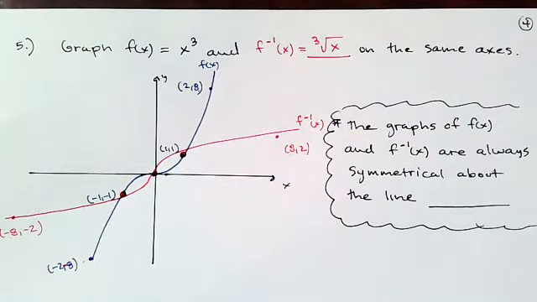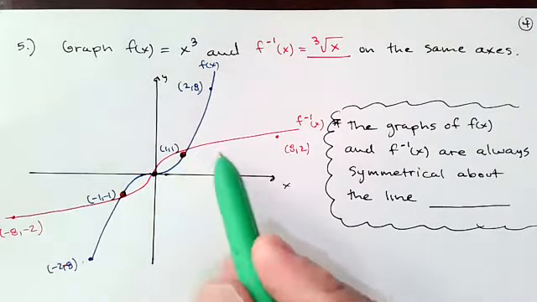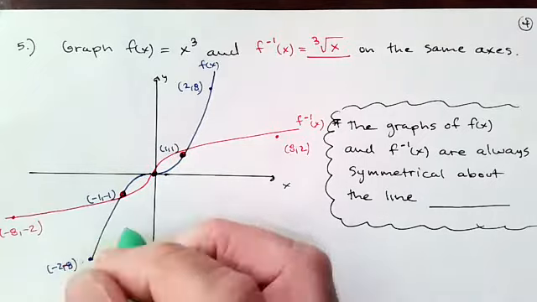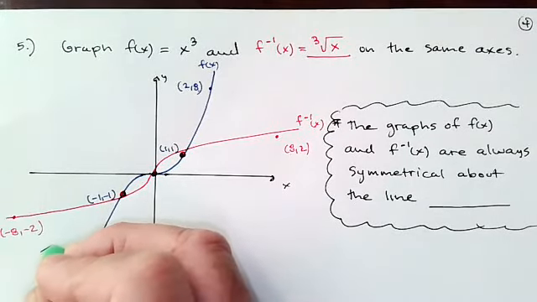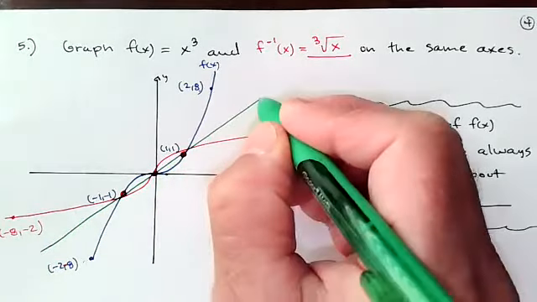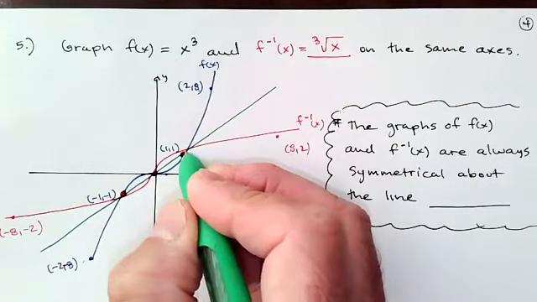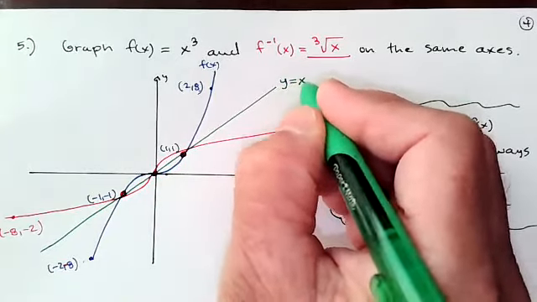And what happens is when you graph a function, any function, and its inverse, and you switch the x and y values, what you'll always see is there's a symmetry that happens. I could draw a line right through here, a diagonal line going through the origin, 1, 1.